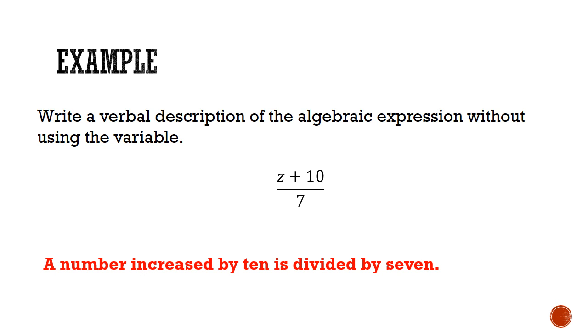A number increased by 10 is divided by 7. We did not use the name of the variable. We indicated that it needs to have 10 added to it first, and then that the division is second.